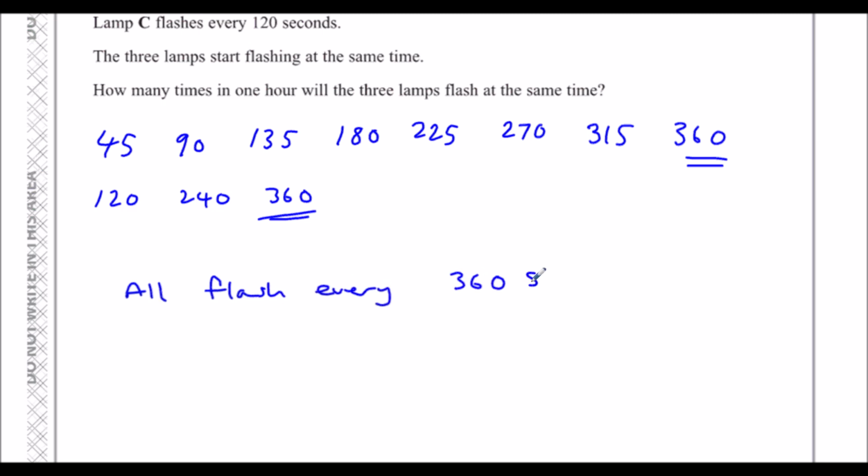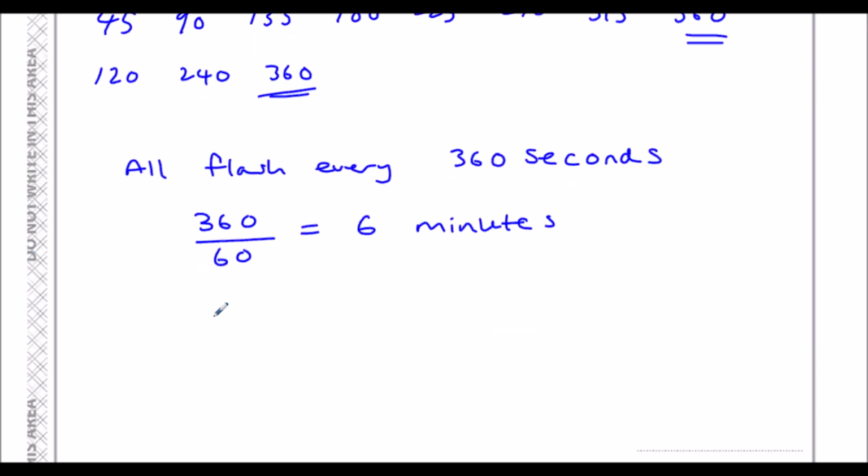360 seconds. If I divide that by 60, that's 6, so it's every 6 minutes. And in an hour, there are 60 minutes. So 60 divided by 6, so 10 times an hour.